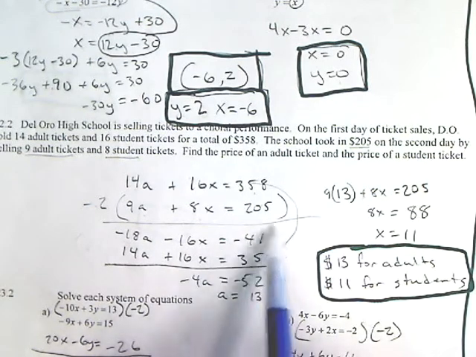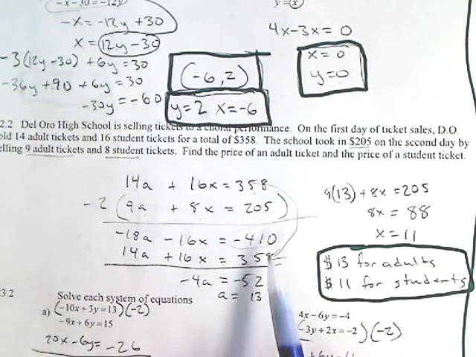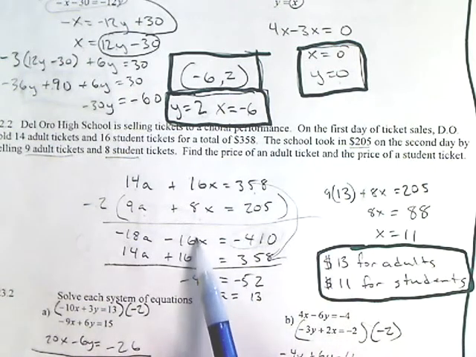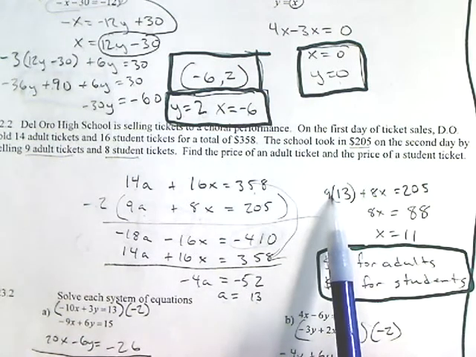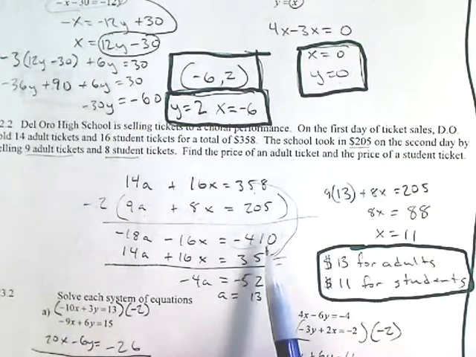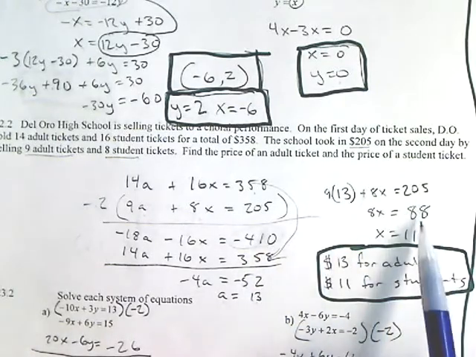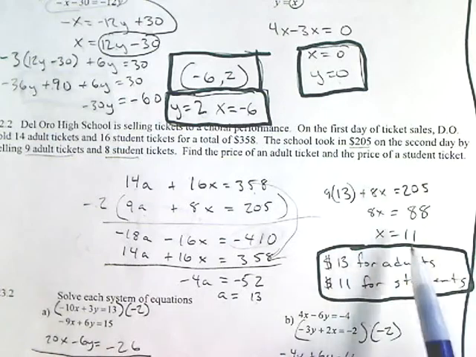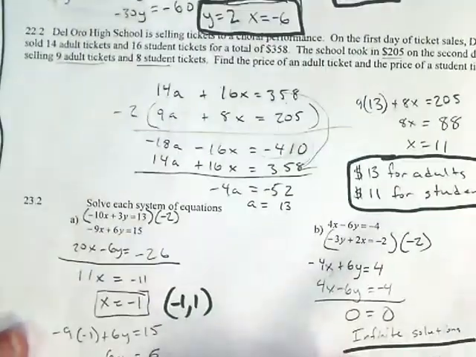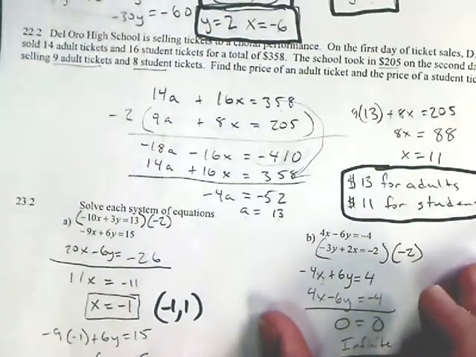A lot of mistakes right here. Weird. -52, -4a. So I get a equals 13. Plug it back into one of the equations. Doesn't matter which one. I just use the one with the smaller numbers. And then multiply, subtract it from each side, divide by 8, and I got $11. A lot of little mistakes here.